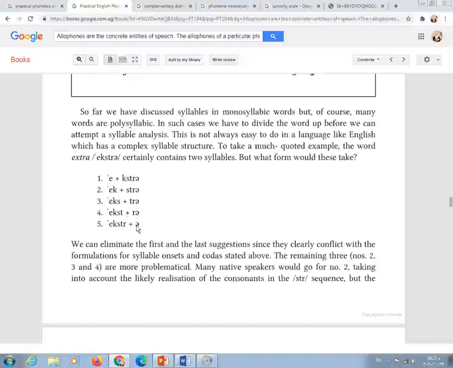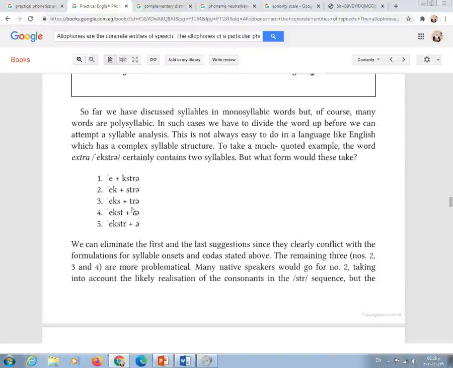Here, if you look at the structure of each one of them, we're going to eliminate the first and the last. Why? Because if you look at the structure of the second syllable in the first example, we have k, s, t, r, four consonants. You cannot have a syllable starting with four consonants. No onset in English has four consonants, so it's wrong. Look at the second. Yes, this is acceptable. S, t, r.